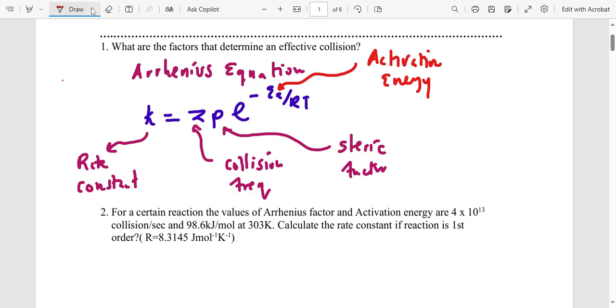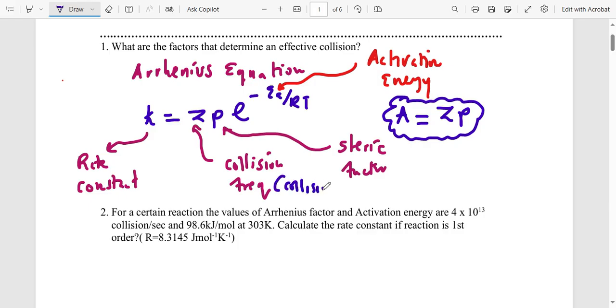So what do I need you to understand here? The first thing I want you to understand is that Zp gives you something that we call A. Now what is A? A is a product of these two things and I'm going to mention it. The first thing that you need to know is Z. What is Z? The collision frequency. Collision frequency is just telling you the total number of collisions happening per second.